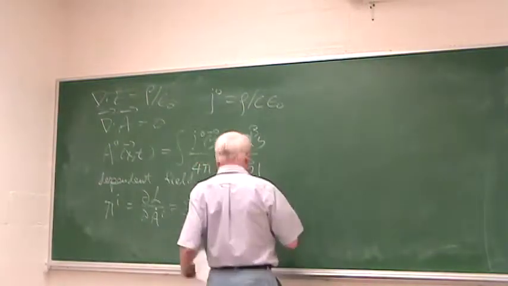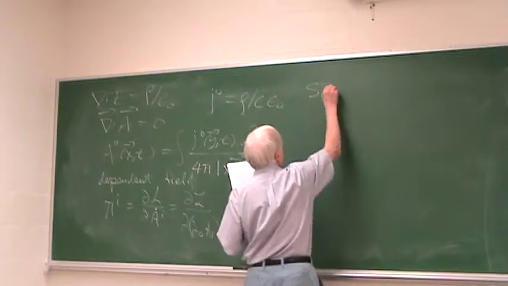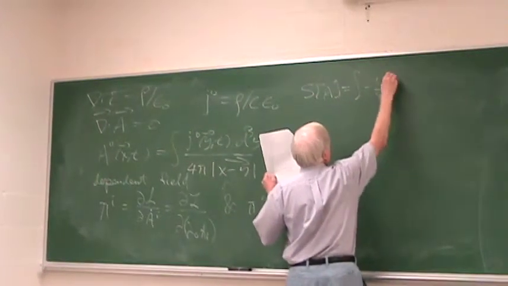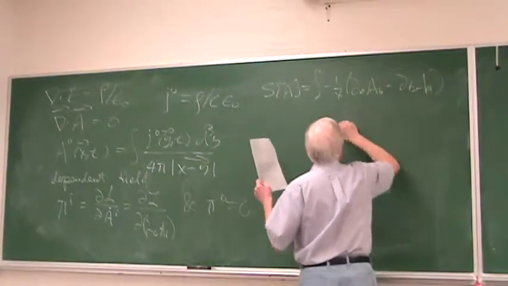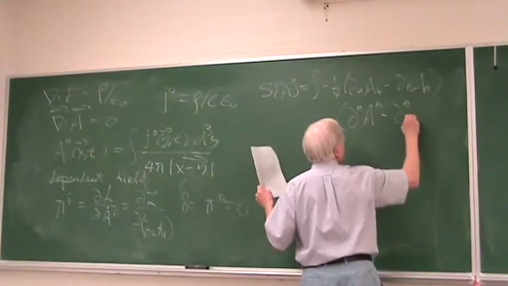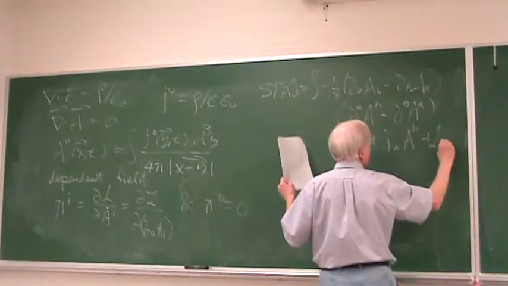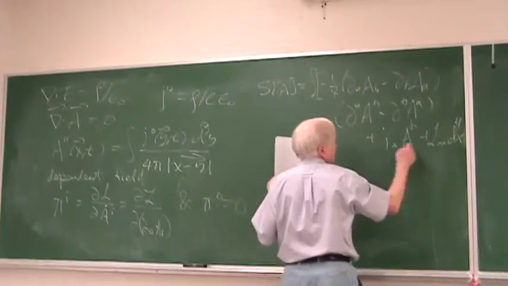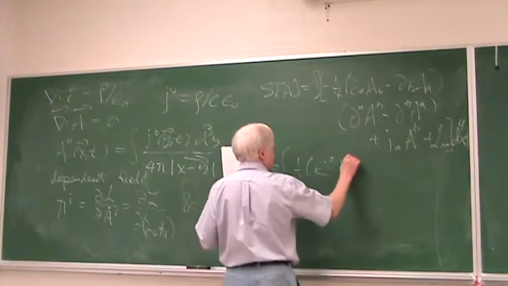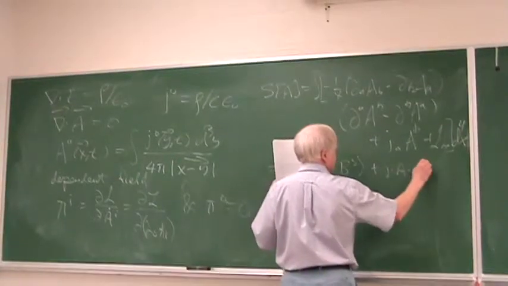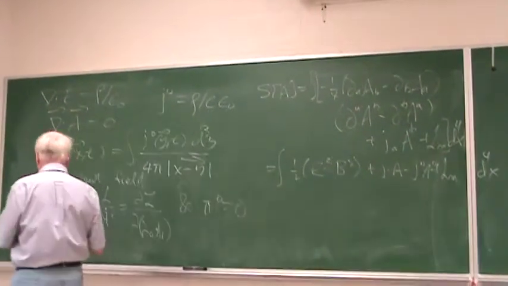The action, of course, is, in fact, let me write down the whole action. It's an integral of minus a quarter (d_A A_B minus d_B A_A) times (d^A A^B minus d^B A^A), and then plus J_B A^B, and then plus any matter Lagrange density, d^4x. Another way of writing it is an integral of a half E squared minus B squared, plus J dot A minus J0 A0, plus L_M, d^4x.